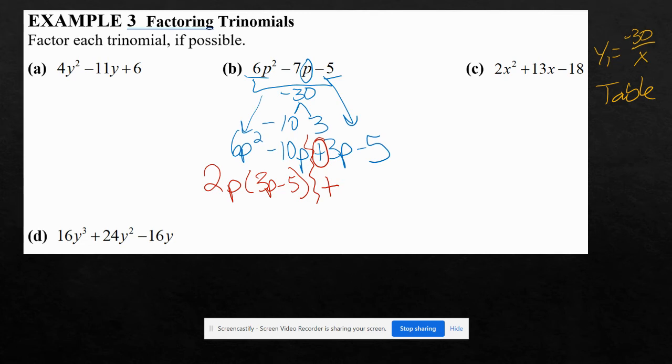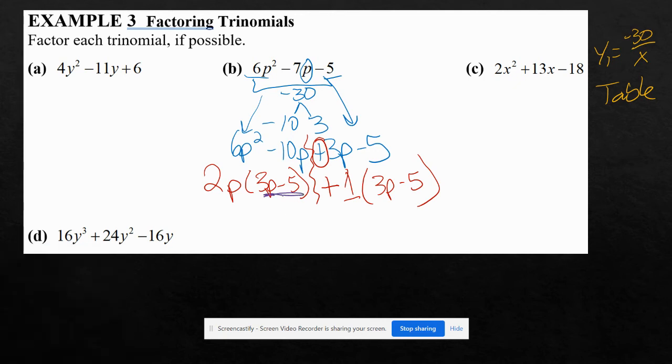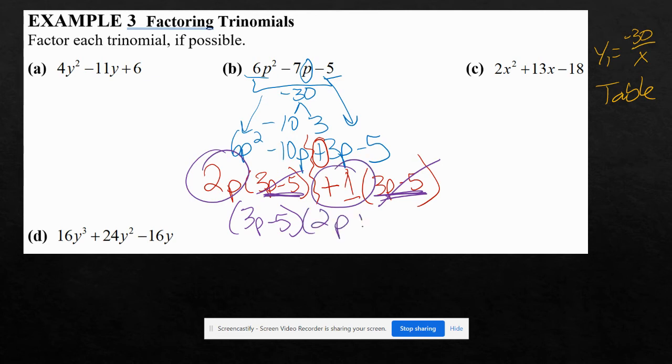3p minus 5. Well, the only thing that's common is a 1. And remember, when we're doing factoring by grouping, you have to always pull something out, even if it's 1. Dividing those by a positive 1 does not change anything, but that's okay because we see that 3p minus 5 is our new GCF. And when we pull those out, our leftovers are 2p plus 1. And so this is our factored form.